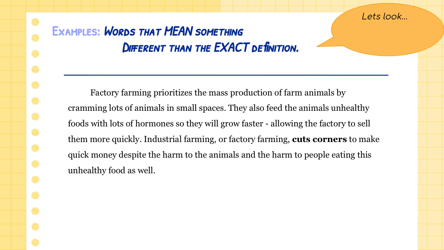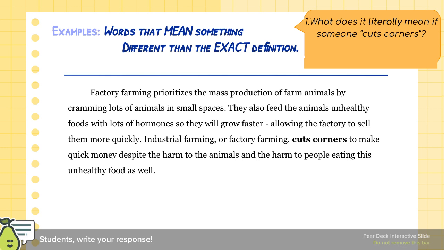So I'll read it one more time real quick. Factory farming prioritizes, or their main goal, right, is the mass production of farm animals by cramming lots of animals in small spaces. They also feed the animals unhealthy foods with lots of hormones so they will grow faster, allowing the factory to sell them more quickly. Industrial farming or factory farming cuts corners to make quick money despite the harm to the animals and the harm to people eating this unhealthy food as well.